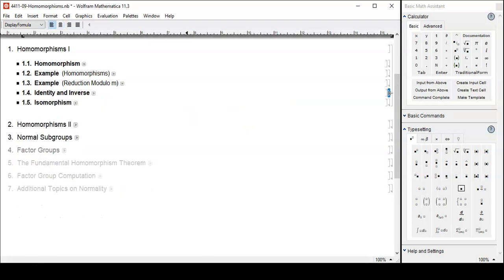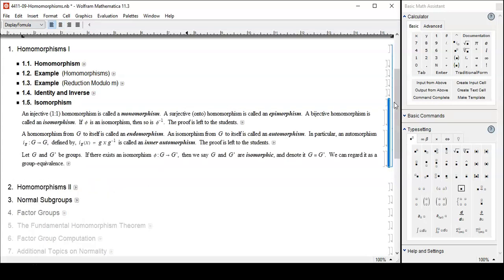Next, let's go to isomorphisms. Some properties of isomorphism. Well, let's see. Monomorphism, epimorphism, and isomorphism, you know all the terms. Now, here we go. If phi is an isomorphism, then so is phi inverse. The proof is left to the students. Is it that easy?